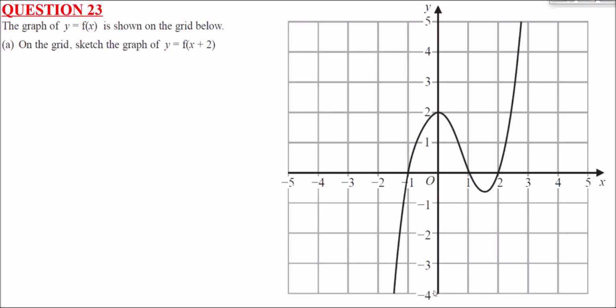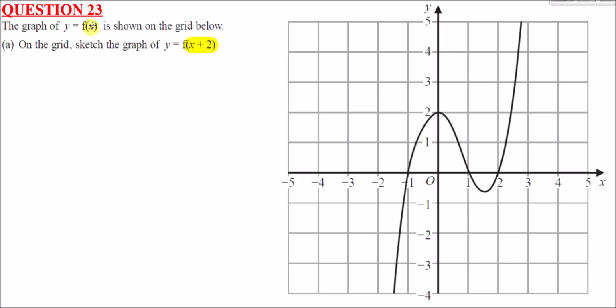Question 3, we're talking about graphical transformations. So we're given here the shape of a graph y equals f of x, shown here as this black curve. And on the same grid, we need to sketch the graph of y equals f of x plus 2. So the input of a function, in brackets, the x, has been changed from an x to an x plus 2, like so. So we need to consider what happens with this change.